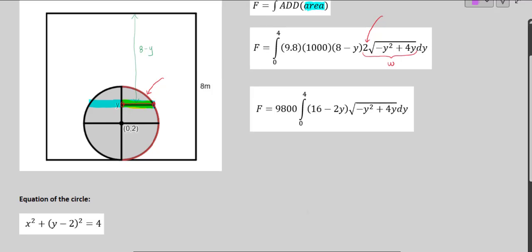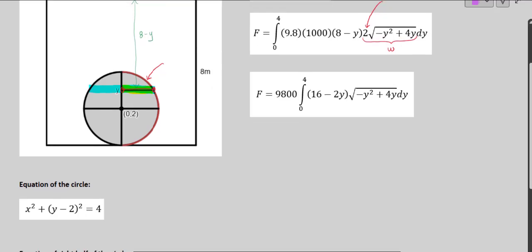Now this integral is going to be a little messy. I'm going to do a couple of things here. So first thing I'm going to do is just combine the 9800 right here and put it out in front. And this 2, I'm going to distribute into this quantity to its left. Why am I going to do that? Well, this integral looks like it wants to be solved with substitution. And if we were going to solve it with substitution, we would let u be whatever's under the square root. And this is going to give us negative 2y plus 4 multiplied by dy.